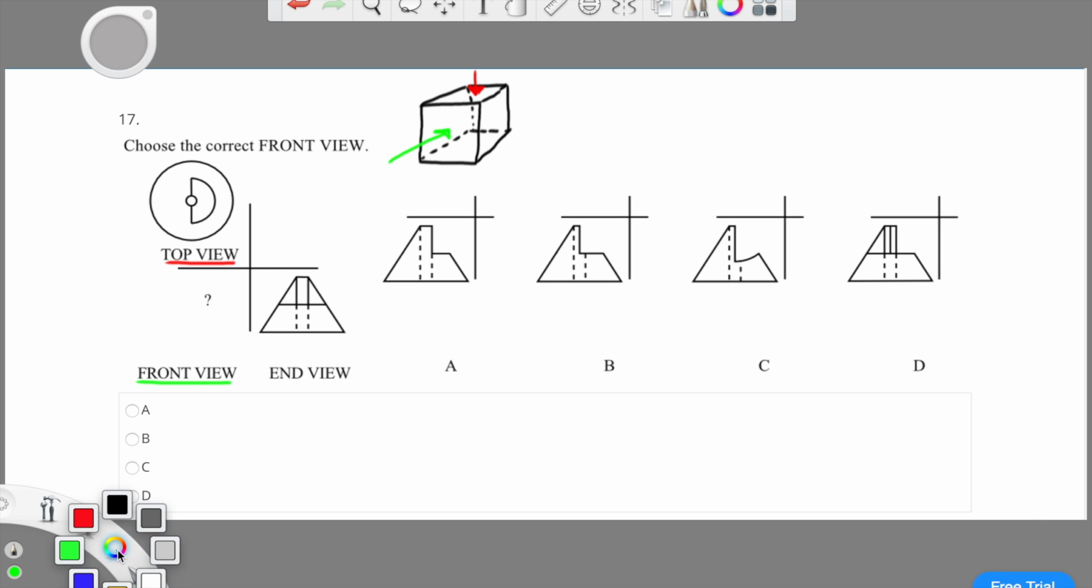And last, the end view is going to be in blue. And the end view is given to us on the bottom right corner. Now try to follow as I color coordinate the relation between the top view and the end view and each one of its features.